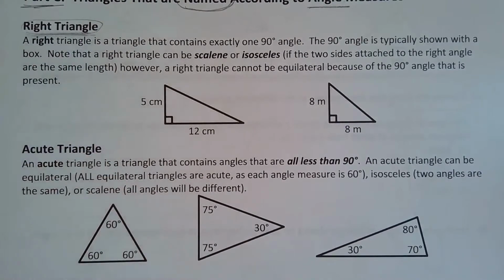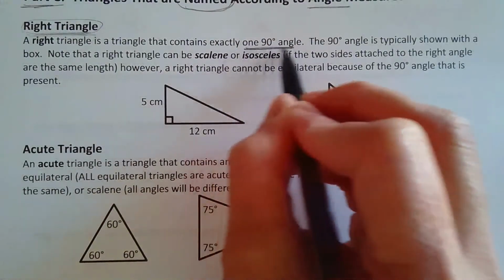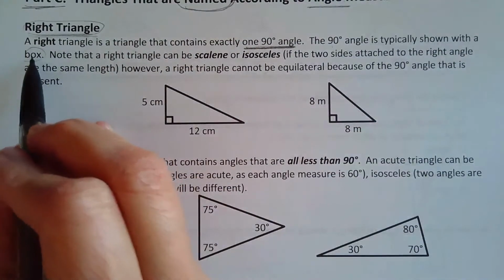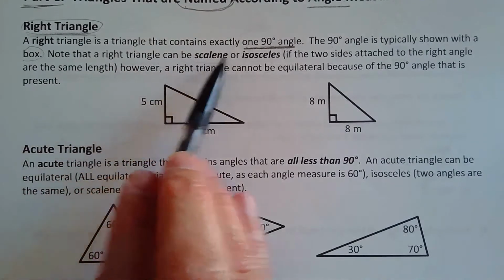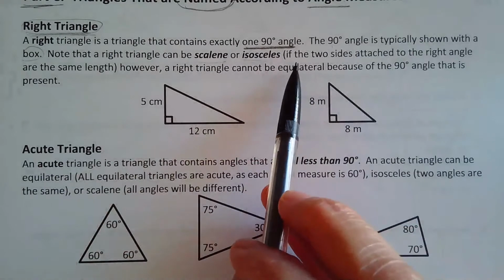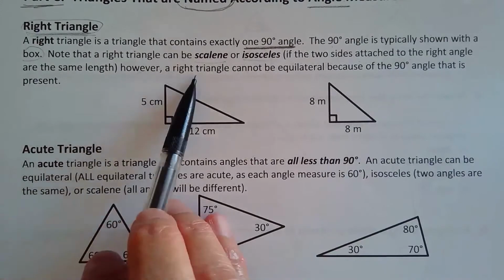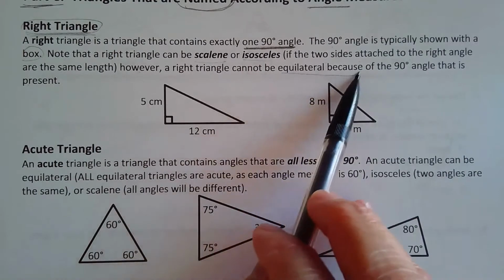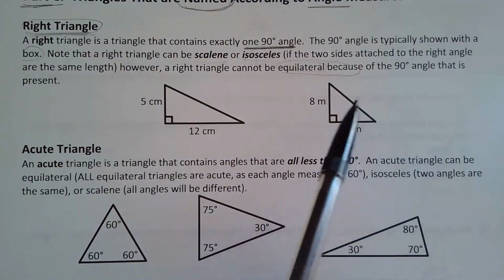A lot of us are very familiar with this right triangle. A right triangle is a triangle that contains exactly one 90-degree angle. The 90-degree angle is typically shown with a box, like a square on the corner. Note that a right triangle can be scalene, or isosceles if the two sides attached to the right angle are the same length. However, a right triangle cannot be equilateral because, as we saw earlier, equilateral triangles have all 60-degree angles.